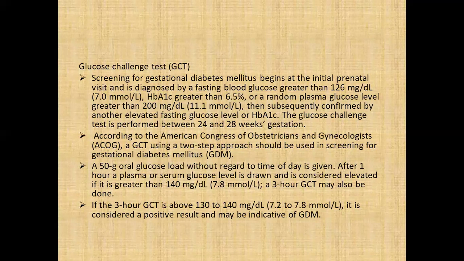And so the screening is done by checking the glucose level of the mother during the initial prenatal visit. But remember that gestational diabetes is diagnosed between 24 to 28 weeks of gestation. So gestational diabetes is actually diagnosed and confirmed between this week duration. So between 24 to 28 weeks, that is where we confirm gestational diabetes.